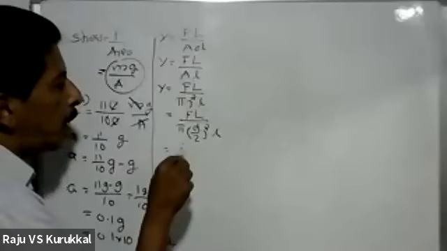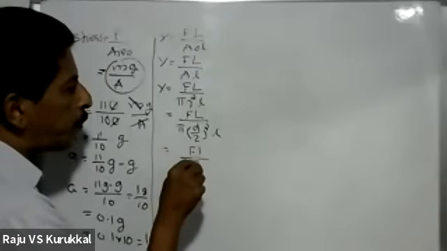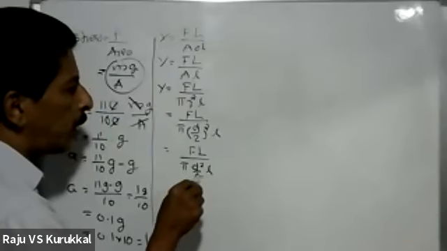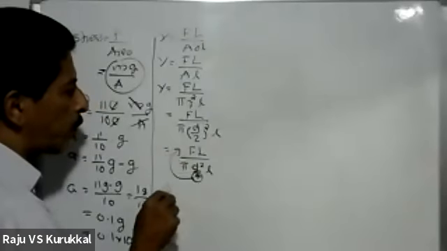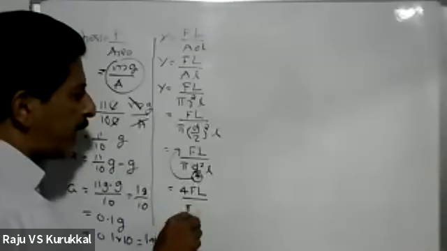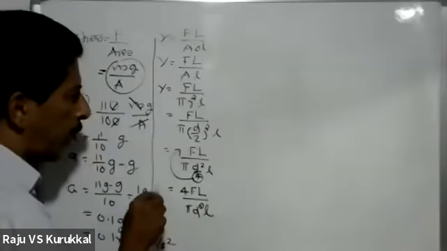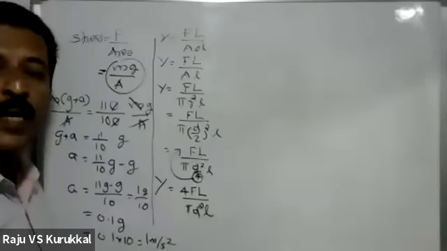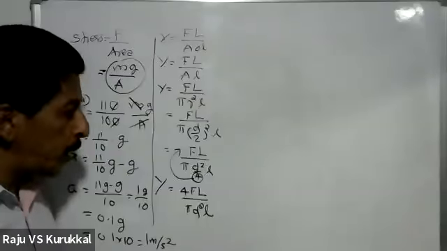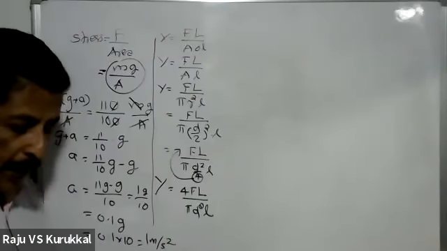When we simplify this, what do we get? FL divided by pi d square by 4 into l. The 4 goes to the numerator. That is 4FL divided by pi d square into small l. This is Young's modulus. Young's modulus Y is equal to 4FL divided by pi d square l. Okay.